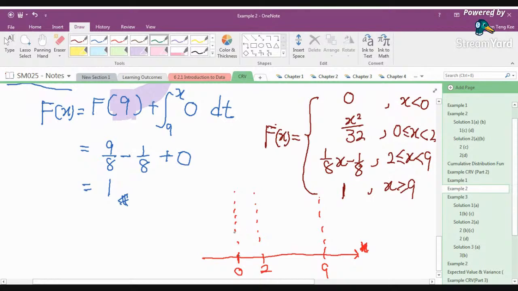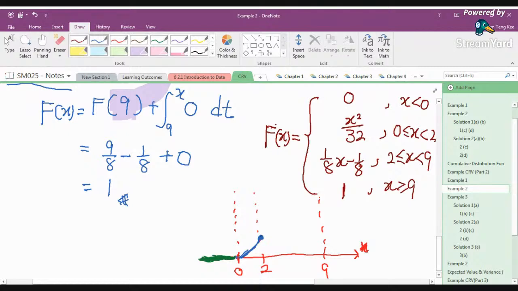So the first one, 0 for less than 0. That means that you need to use your ruler to have a flat horizontal line for this part here, less than 0. Followed by a quadratic, x squared over 32. So quadratic, it will be something like this, a quadratic curve. And of course, you need to find out the value of this point here.